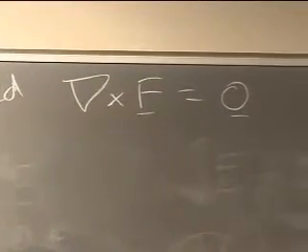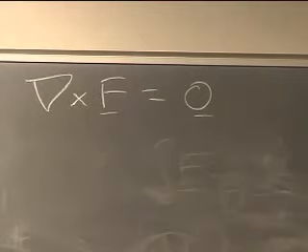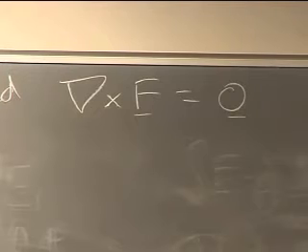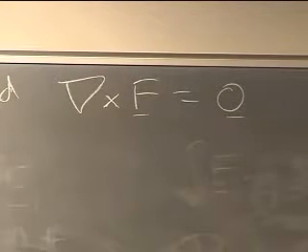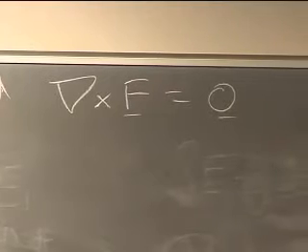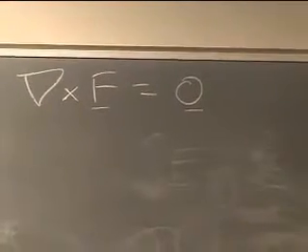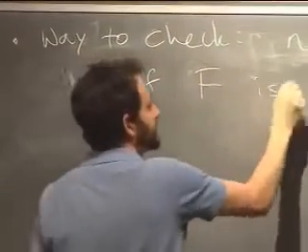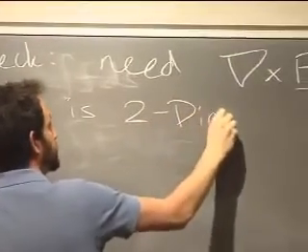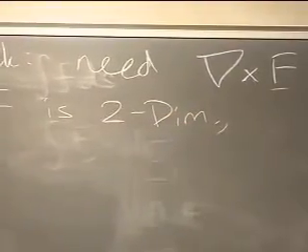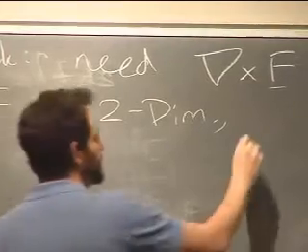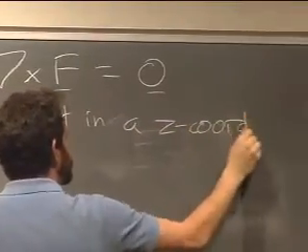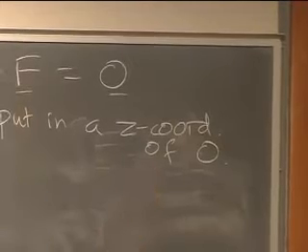Now, I have a little caveat about saying the curl. Technically, F has to be a three-dimensional thing for this to be relevant. You cannot take the curl of a two-dimensional field. So note, if F, capital F, is two-dimensional, then you kind of have to stick a third component of 0. Put in a z coordinate of 0. And I'll show you an example of that.